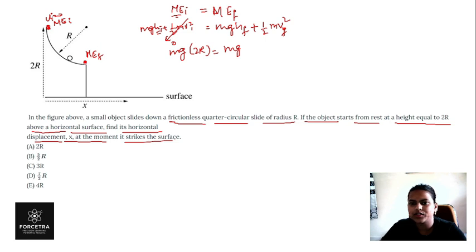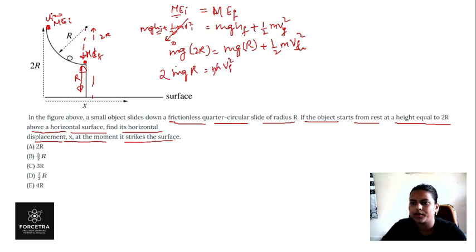When it reaches this final point, the height, since this is r and this distance is 2r, this distance would be r only. So hf is r, plus half m vf squared. We have to find this velocity to find the displacement x. mg times r is equal to half m vf squared. m cancels, so vf would be root of 2gr.